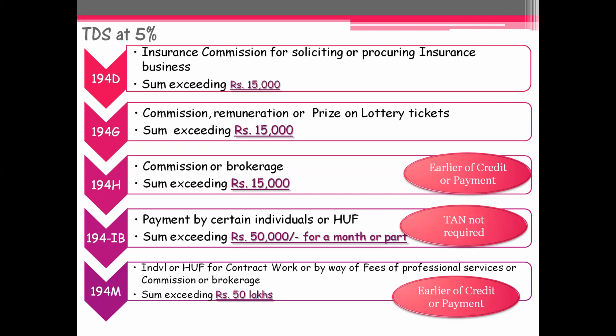Next is 194M, individual or HUF paying for contract work, fees for professional services, or commission or brokerage, for a sum exceeding 50 lakhs. So as an individual for whom no tax audit is applicable, if you are going to hire a contractor, say for construction of a residential property, that exceeds 50 lakhs, then you are liable to deduct tax under 194M at 5%.